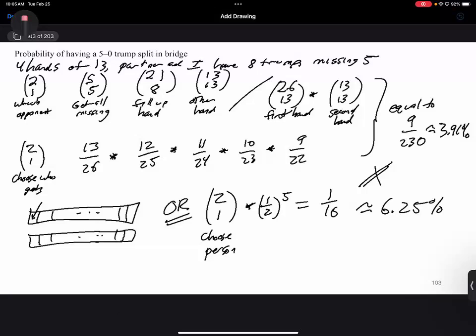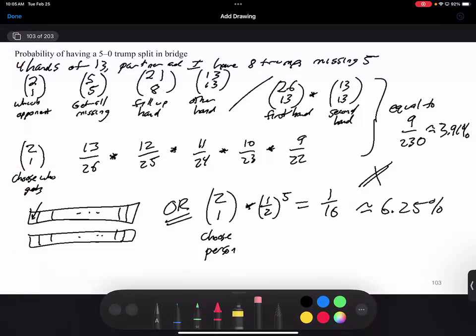So if I look at 21 choose 8, that's 21 factorial over 8 factorial, 21 minus 8 is 13.